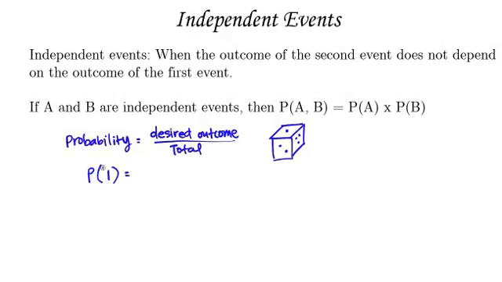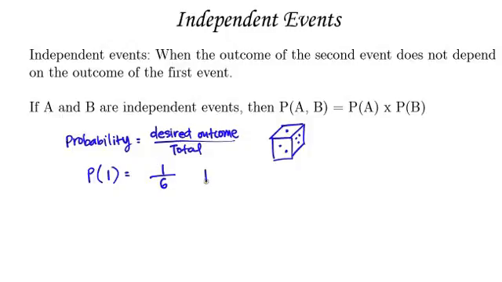Well, how many sides have a 1? Only one side, right? So my desired outcome is only 1. Over, how many total sides are there? How many total possible outcomes are there? Well, there are 6 sides, so my total is 6. So the probability of rolling a 1 is 1 over 6.